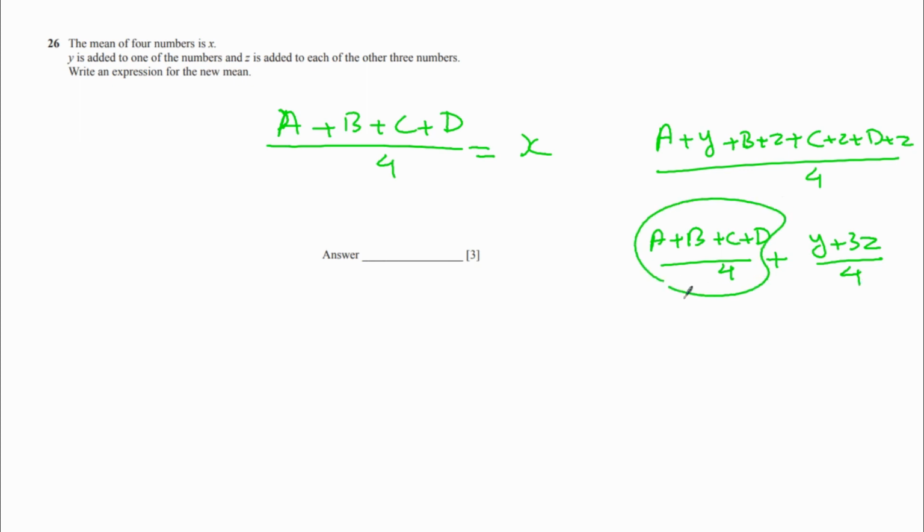This is the original mean, which was x. So x plus y plus 3z divided by 4. So the answer in here, the new mean will be x plus y plus 3z divided by 4. That would be the answer for the new mean.